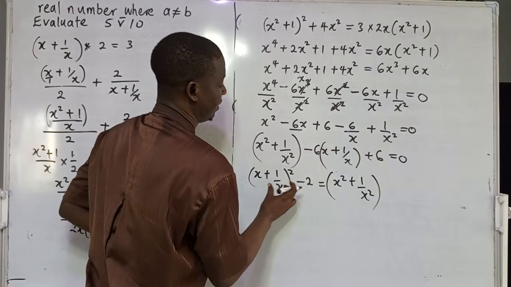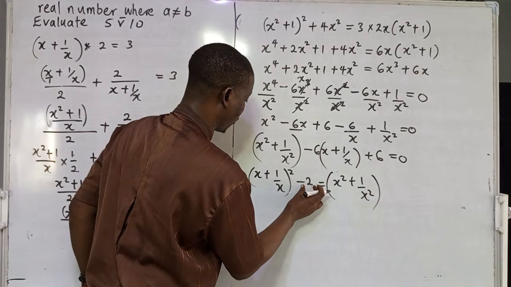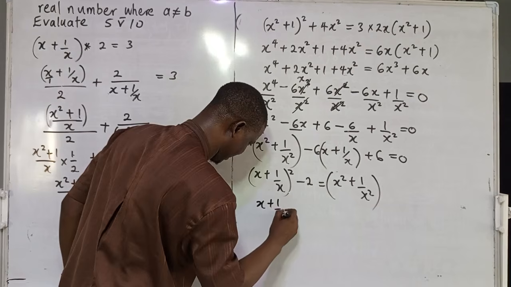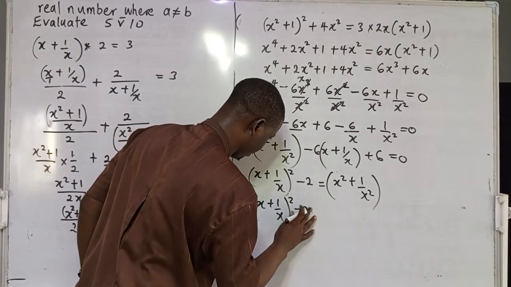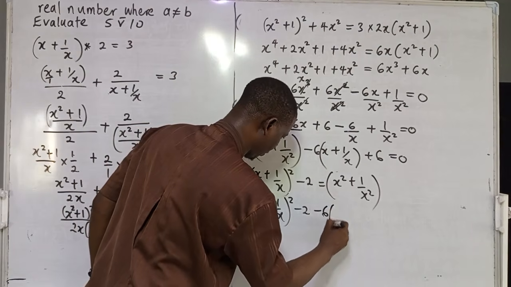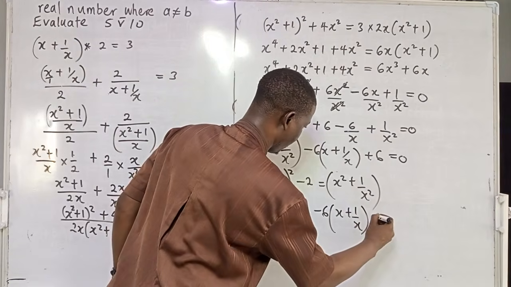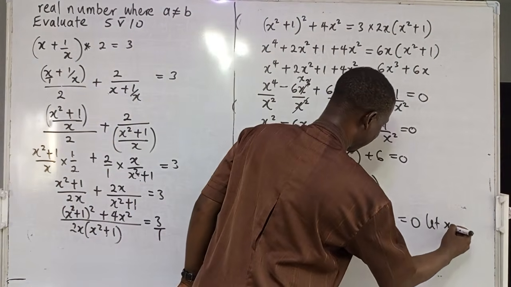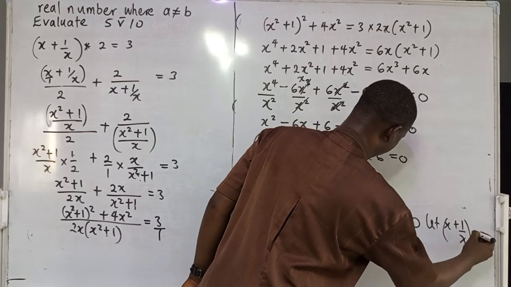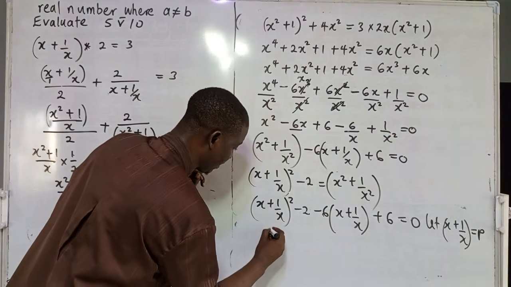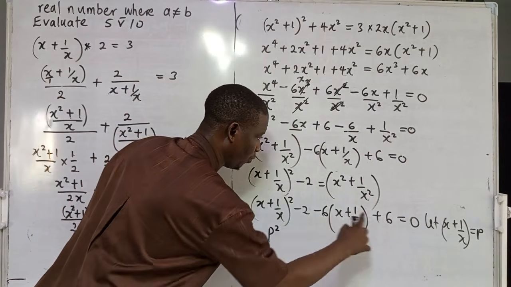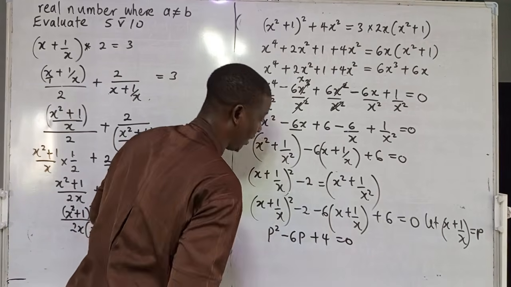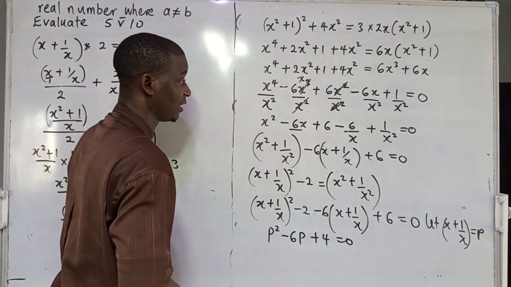If you open up this bracket and expand and subtract 2, you are going to have this one. So let's replace this with (s plus 1 over s) all squared minus 2, minus 6 into bracket s plus 1 over s, plus 6 is equal to 0. Now let s plus 1 over s equal p. If I make it p, this will be p squared minus 2 plus 6 equal 4, so p squared minus 6p plus 4 equal to 0. This has now turned into a quadratic equation.